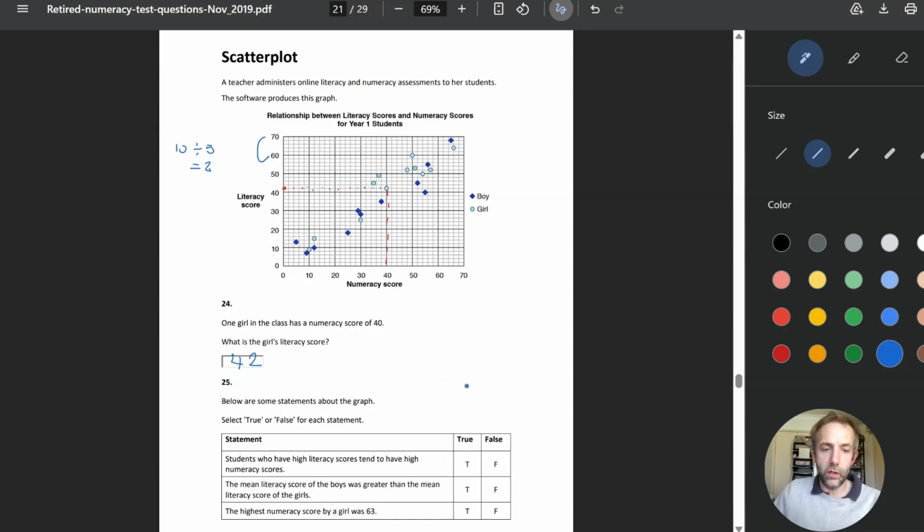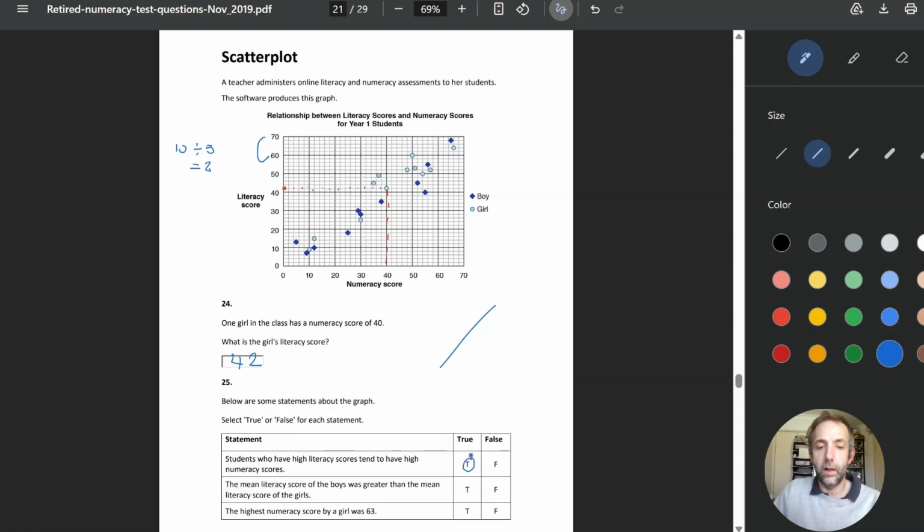We've got some true or false questions again. Students who have high literacy scores tend to have high numeracy scores. This is where you can look for a correlation and see if there's a pattern. If you draw a straight line and it goes up like this, that suggests as one thing is increasing, so is the other. So this scenario works here. If we go from left to right, you can see it's close to a straight line going up. So as the literacy scores increase, so do the numeracy scores.